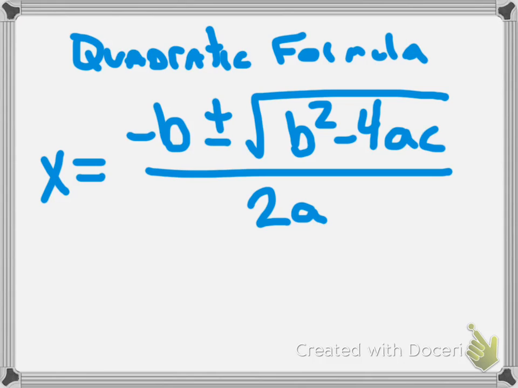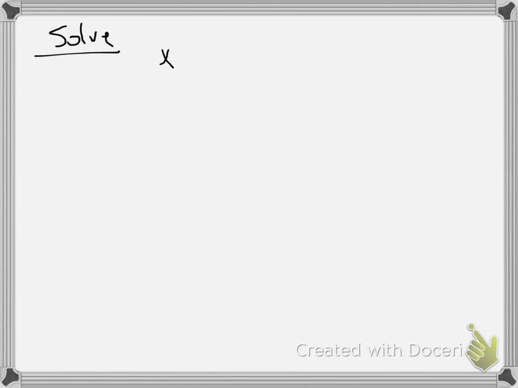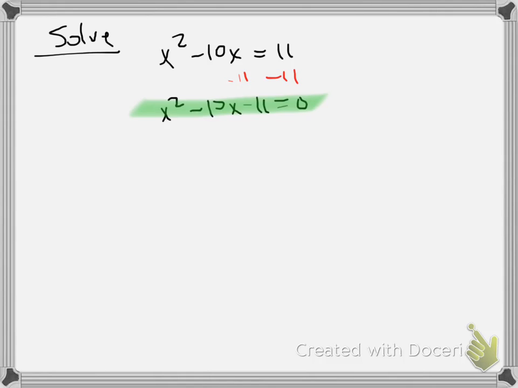We spent a little bit of time in class showing where it came from. We've been doing completing the square, and this formula comes from completing the square, but we're not going to show that here. So the next thing is we're going to solve a quadratic equation. The very first thing I do is recognize that I have to be equal to 0 to use the quadratic formula. So the first thing I did was subtract the 11 from both sides. And now I need to identify my A, B, and C.